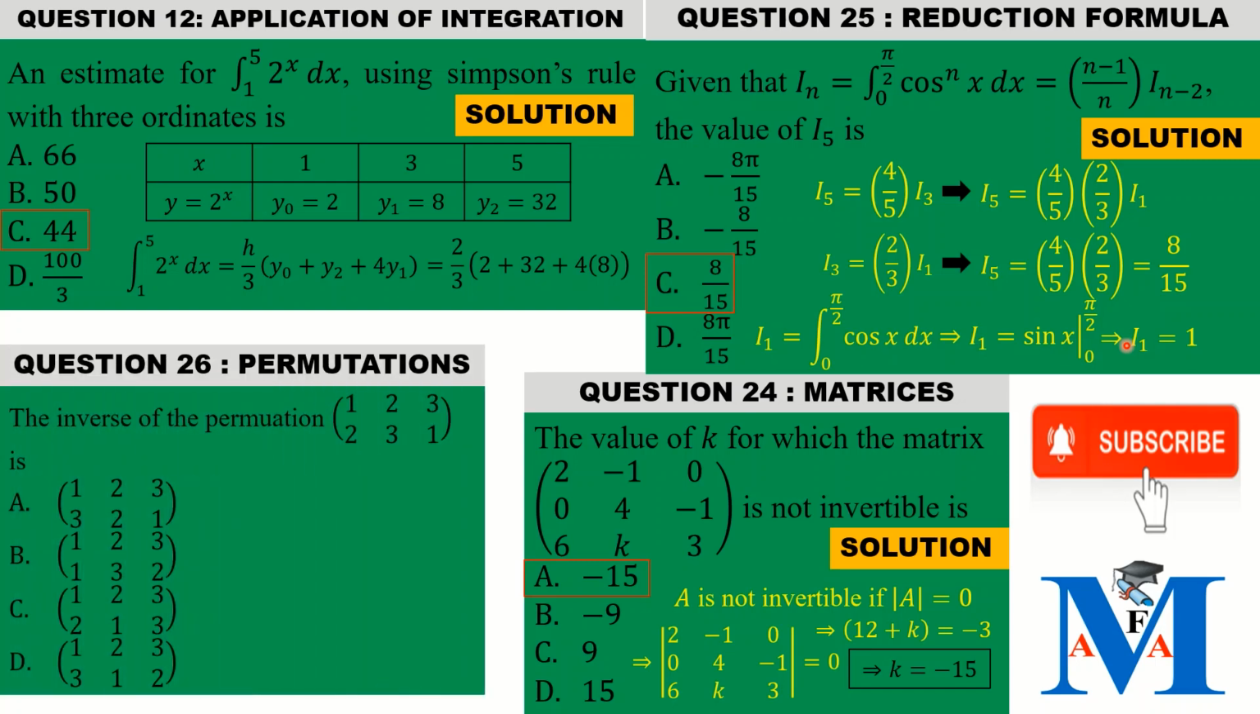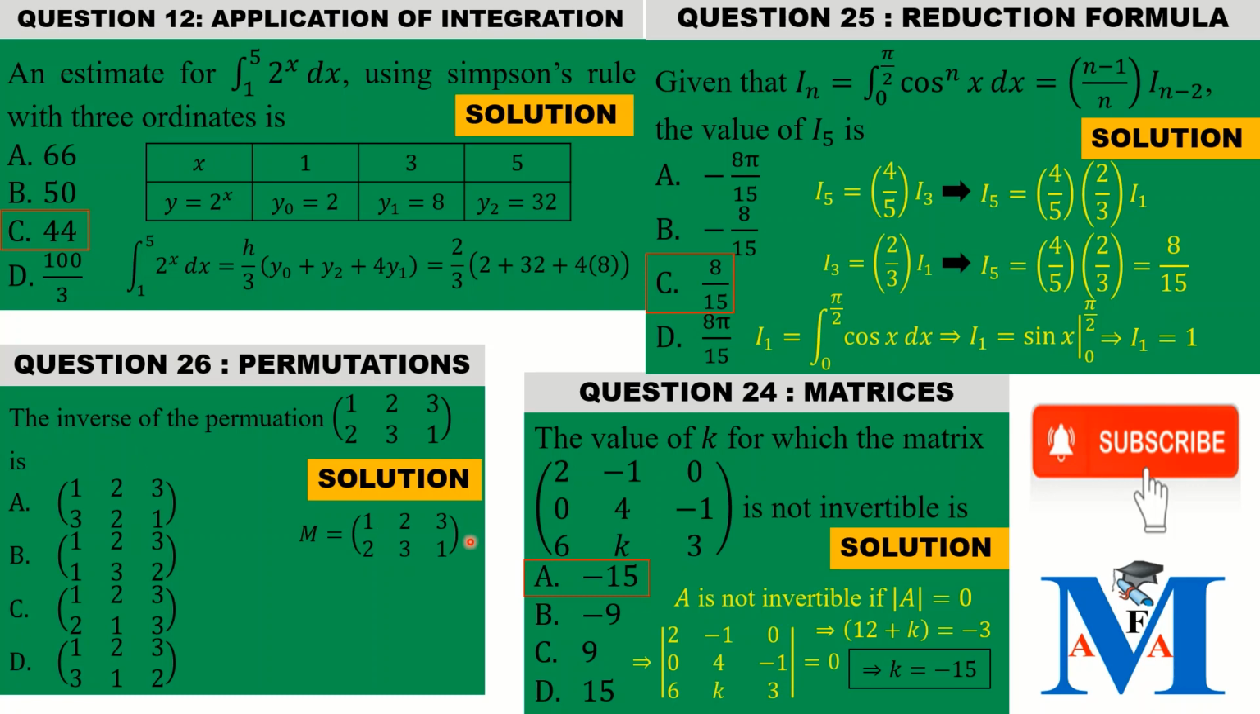Now question 26 is on permutations of groups, not really permutations, but group permutation. So basically, let me say algebraic structures. So the question is about the inverse of this permutation. Now this is my permutation, I can call it M. It's given by that 1, 2, 3, 2, 3, 1.